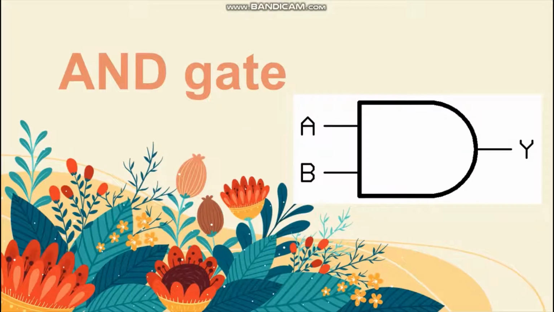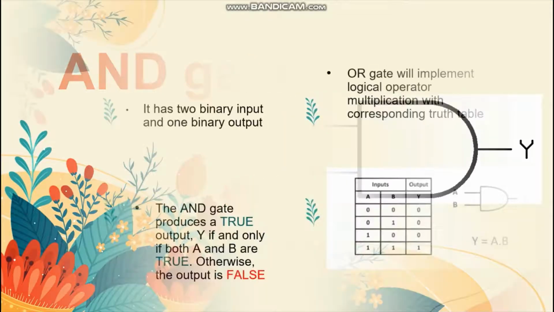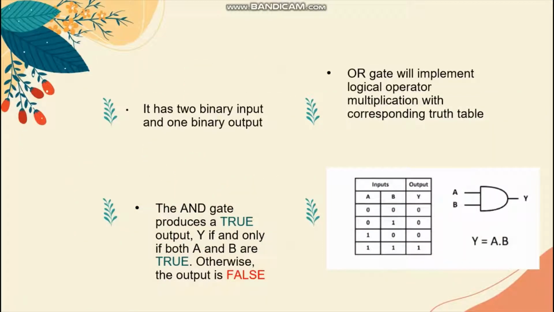Next is the AND gate. It has two binary inputs and one binary output. The AND gate produces a true output, Y, if and only if both A and B are true. Otherwise, the output is false. The AND gate will implement the logical operator multiplication with the corresponding truth table.